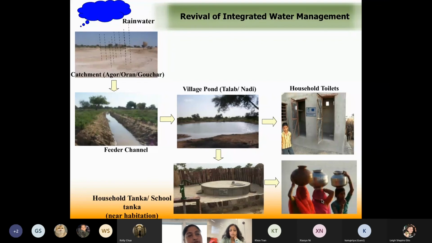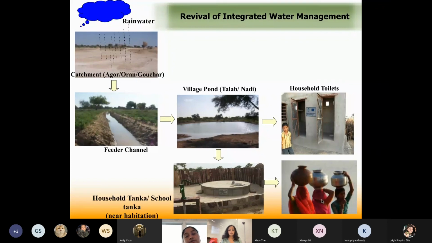which also makes sure that there is fodder available for the livestock. We make feeder channels. Then from the feeder channel, the water comes into the pond. Then we have water tanks, which are close to the house. Women do not have to walk.